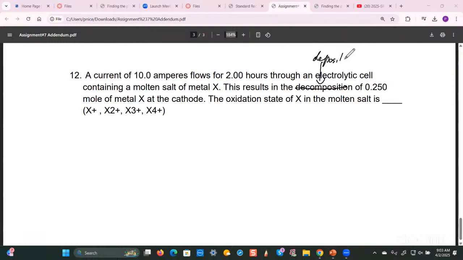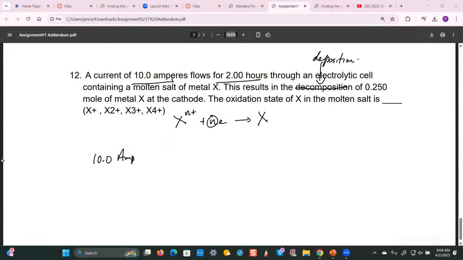I don't know where I got this question from. Anyway, the question is asking for the oxidation state of the metal in the molten salt. So the oxidation state will be +1, +2, +3, whatever. That's what you need to find. So basically what I would do first is write down an equation: X to the n plus charge, plus n electrons to give X. Once we find n, then we know what the charge is. Now, let's start off by looking at what we have here in terms of the numbers. We have 10.0 amperes.